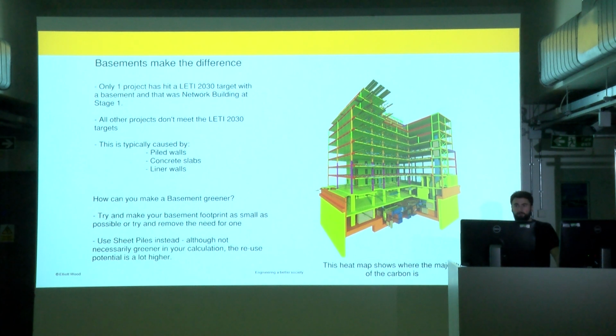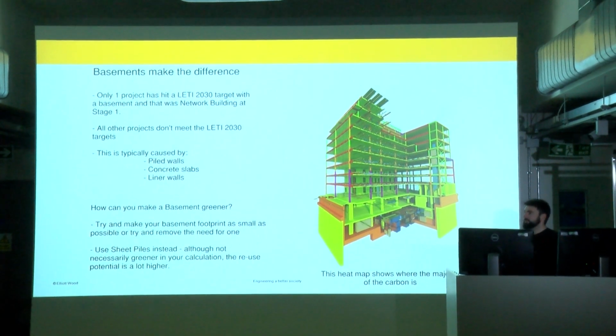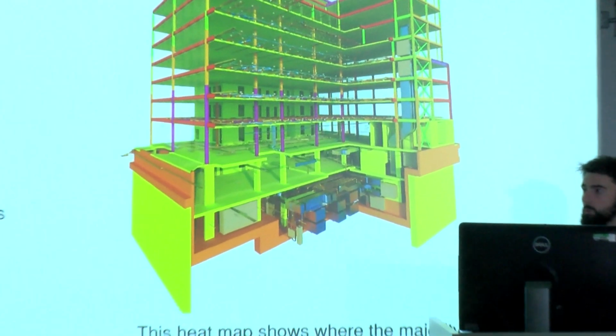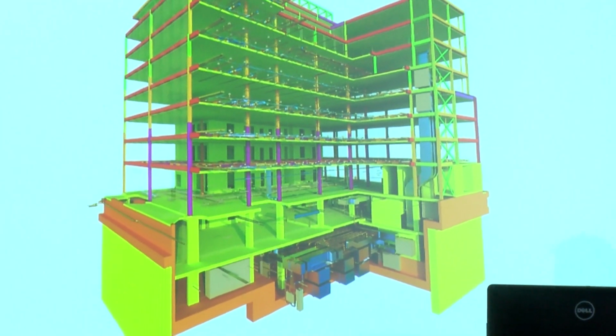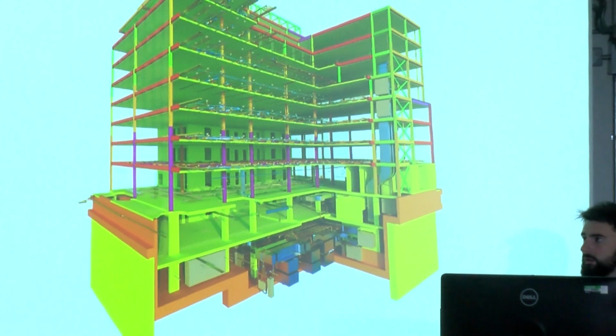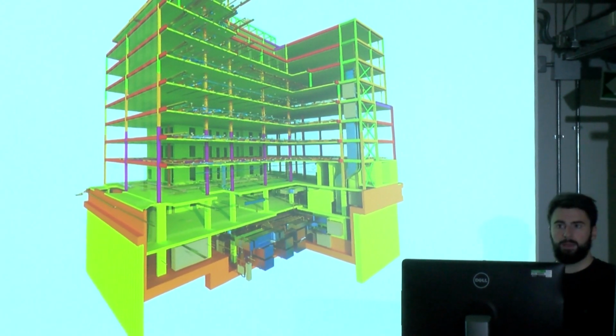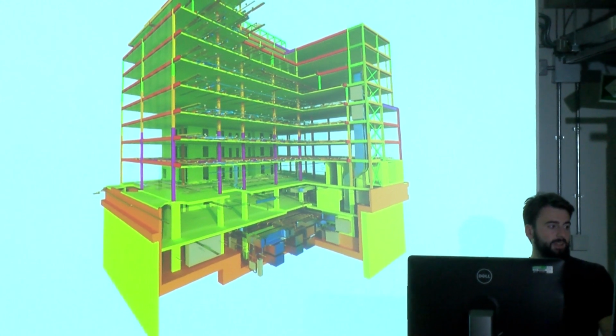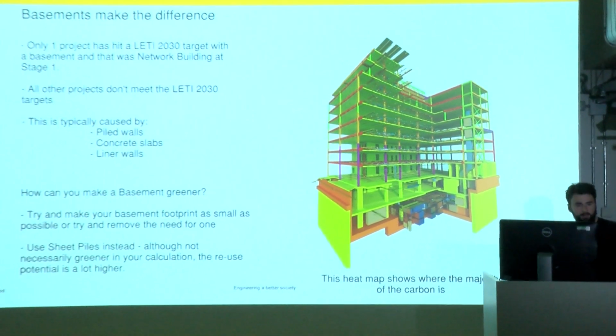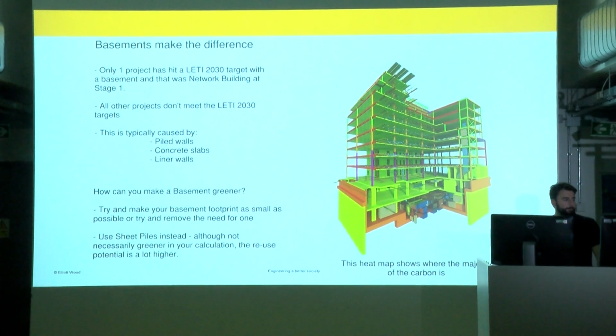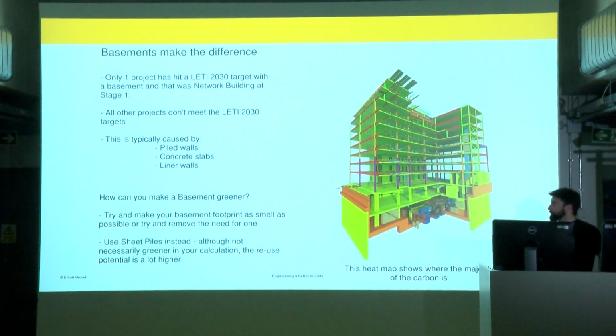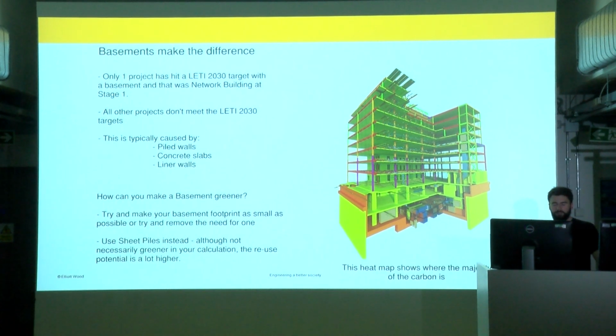What we've also found from using the tool is how much of an impact basements have. And from the projects that we've got in-house in the company, we've only found that one of our basement projects hits a LETI target. All the others are above. And it's unsurprising because to do a basement project, you are using piled walls, concrete slabs, concrete liner walls, and that's a massive problem because there isn't any other material out there apart from possibly sheet pile walls, but they're also not great to create your basement.